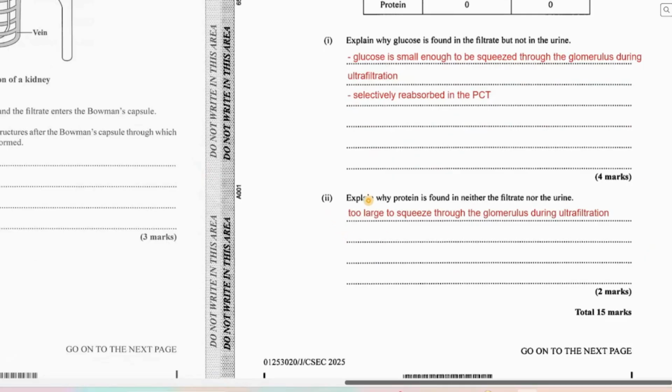And the last part, explain why protein is found in neither the filtrate nor the urine. Getting back to the fact that we said in ultrafiltration, it is the particles that are small enough to squeeze through the walls of the capillaries that will get into the Bowman's capsule to form the filtrate. Proteins are too large to squeeze through the glomerulus. Thus, this is why we don't find proteins in either the filtrate or the urine.